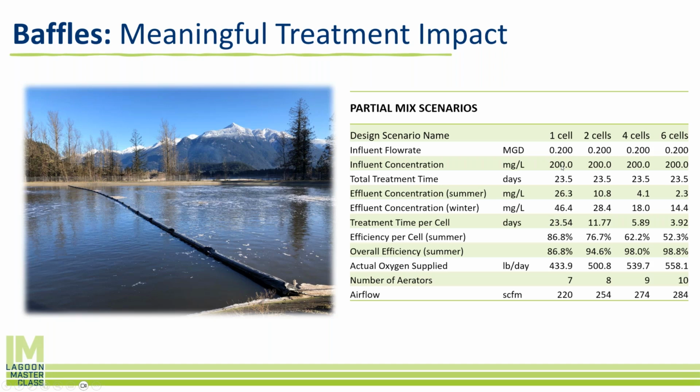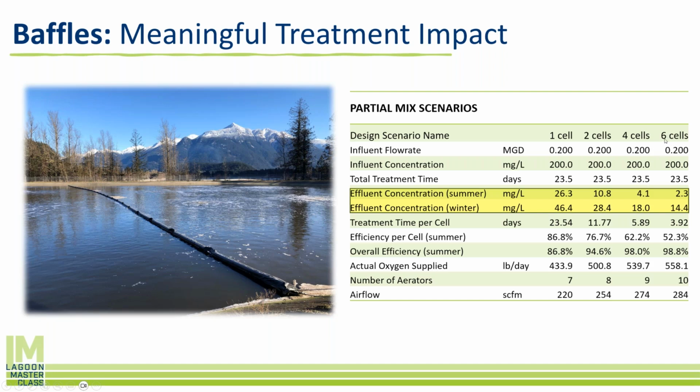What is the effluent BOD if we add additional cells with additional baffles? If we have one cell, we can treat in this flow and loading condition down to 46 milligrams a liter in the winter. If we add a baffle, that same volume can treat down to 28 milligrams a liter. If we create 4 cells, so that's 3 baffles, we can treat down to 18 milligrams a liter.